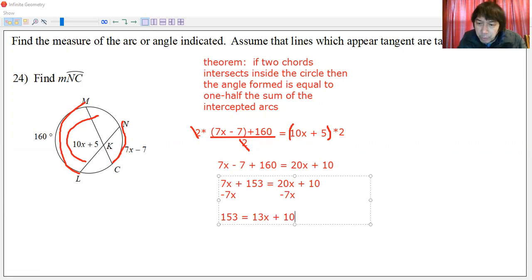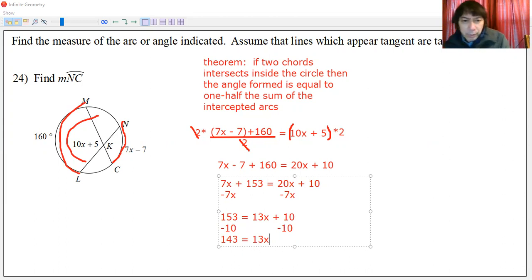And then we continue by subtracting 10. Minus 10 and minus 10. All right, so this gives us, how much is this? 143 is equal to 13x. Will that be divisible? That's 1 and 1. Yeah, that looks like 11. All right, so we shall continue by division.